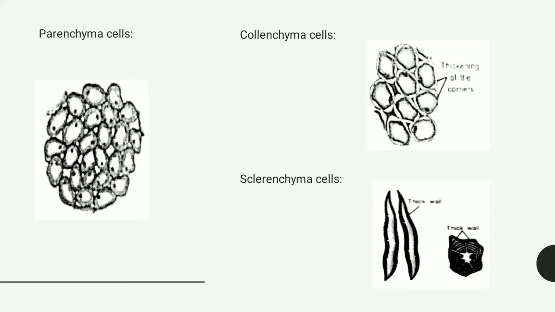Now what are the major functions which these parenchyma cells do? First, they are mostly living cells. They are able to carry out the major metabolisms occurring in the plant, like respiration and photosynthesis. So we can say that the parenchyma cells are involved in the respiration and photosynthesis process. They are also involved in food assimilation and storage of food.